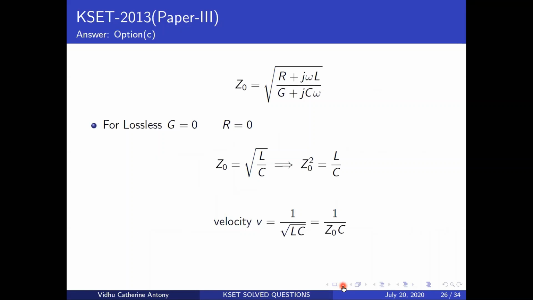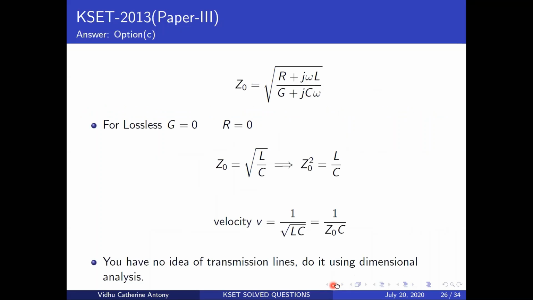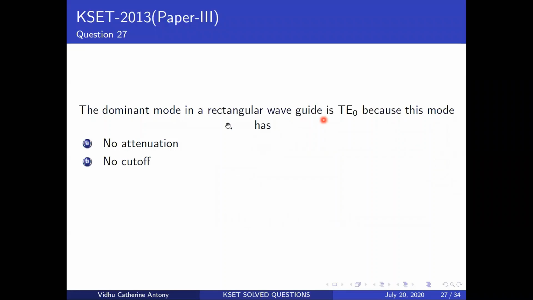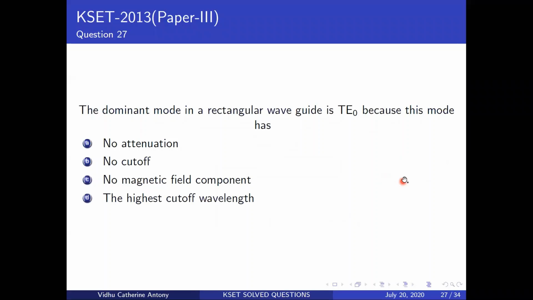This we've discussed. And the other one, you can do it using dimensional analysis if you have no idea about transmission lines. So let's look at this. The dominant mode in a rectangular waveguide is TE0 because this mode has... So this is a wrong question. They kind of gave grace marks for this because both the values of your mode are not mentioned here. When you're mentioning this, you basically mention TEMN, so you're supposed to have 1, 0 or something like that. But that wasn't mentioned here, so this became a wrong question.